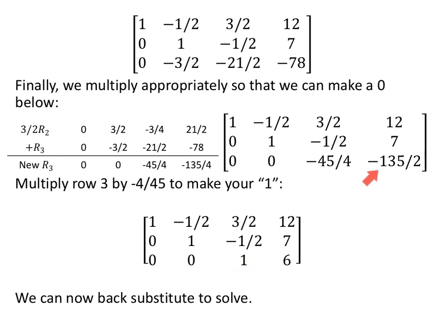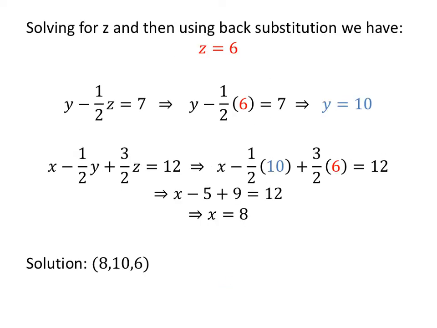The nice thing is, when I multiply negative 135 over 2 by negative 4 over 45, I get 6. And we can breathe a sigh of relief because, okay, z is not a fraction. It's not some ugly, horrible fraction. Z is 6. When z is 6, we know y minus 1/2 z is 7. Go back to the previous slide if you need to see that equation. When z is 6, that makes y 10.